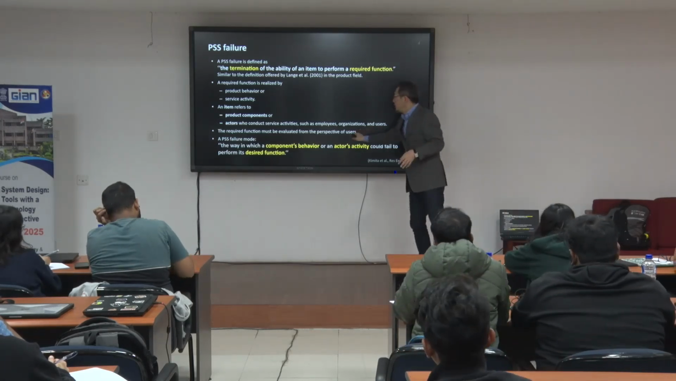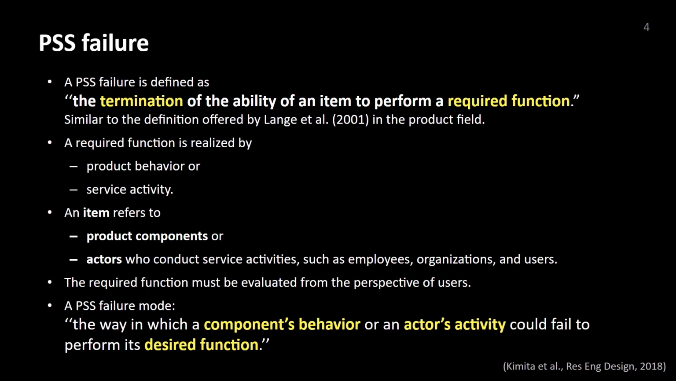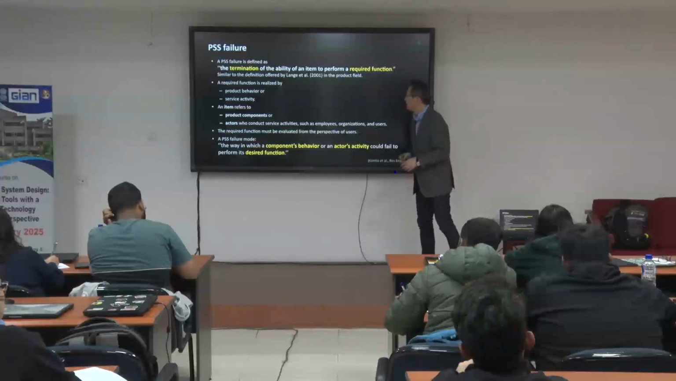Another important thing is that the required function must be evaluated from the perspective of the recipient, the users, right? For example, if we discuss the function of a lamp, we can define that function of lighting in different ways. But what this means here is that a user must appreciate the function of lighting. Otherwise, the function is not realized. So that's the meaning of this point.